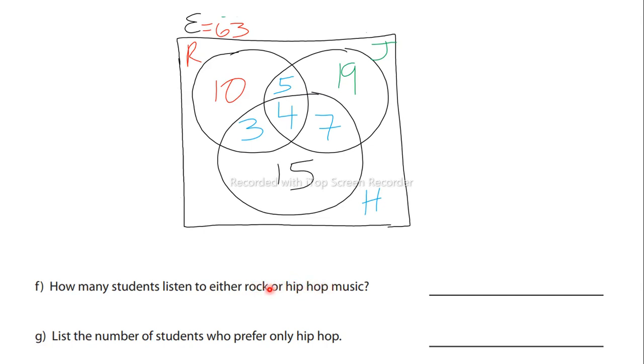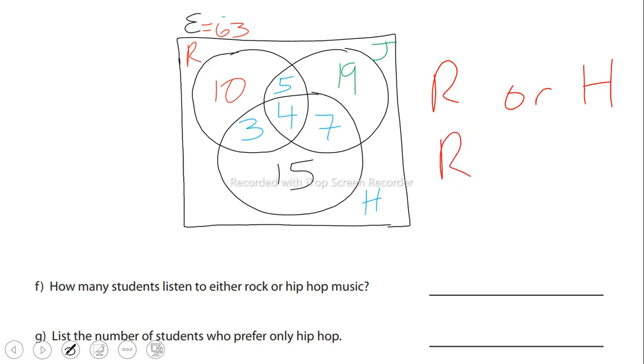Alright. How many students listen to either rock or hip hop music? So they listen to rock, 25, or hip hop. So that's R or H. So remember what or is? Union. Okay, so you want the union of R and H.